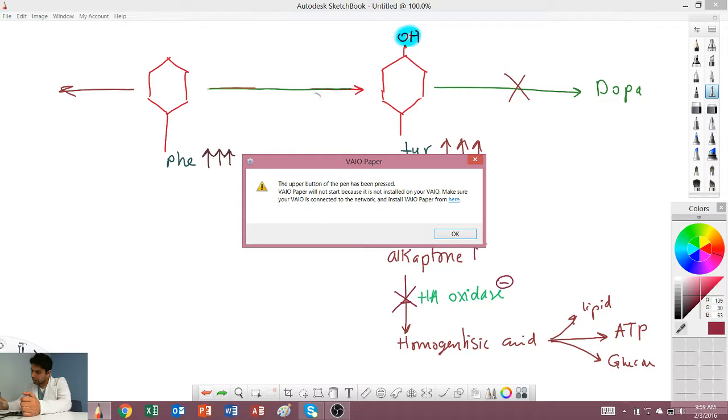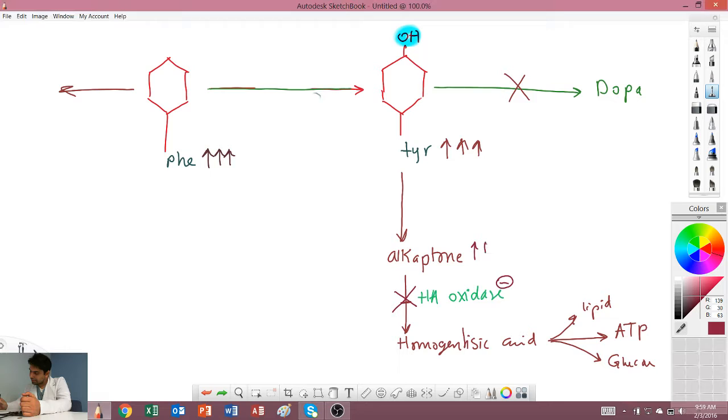This is slowing down. Something like the upper button of the pen has been pressed. How am I supposed to hold it? Okay. Let's do it this way. My pen has asthma, super sensitive. Okay.